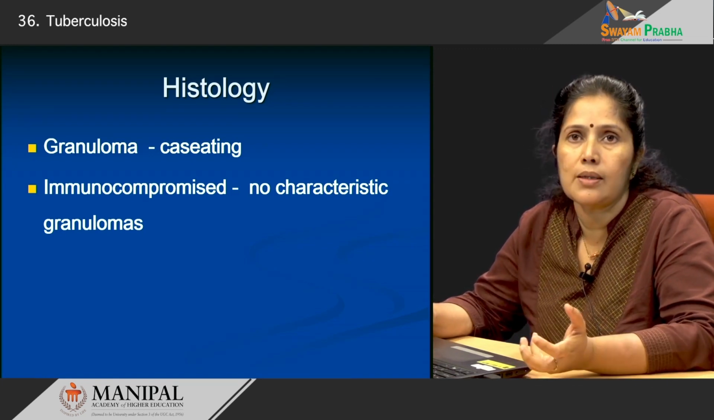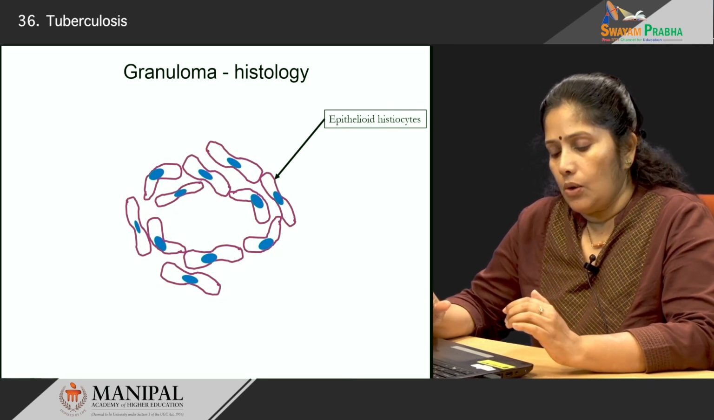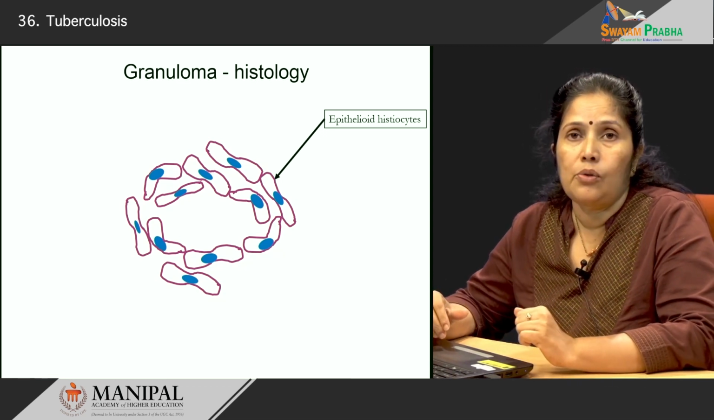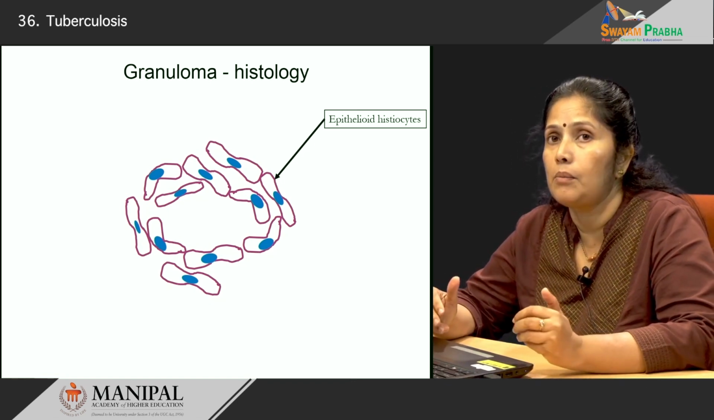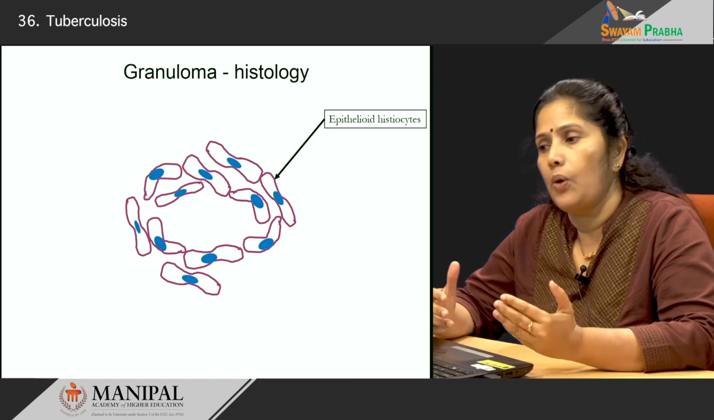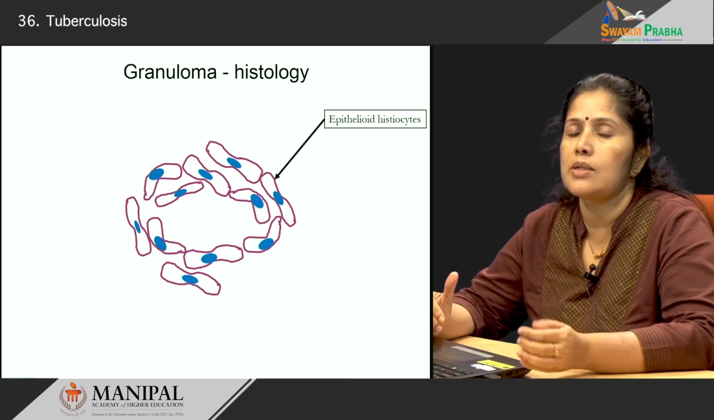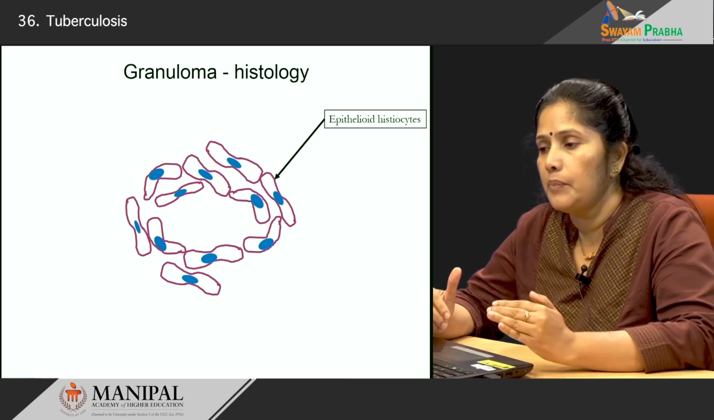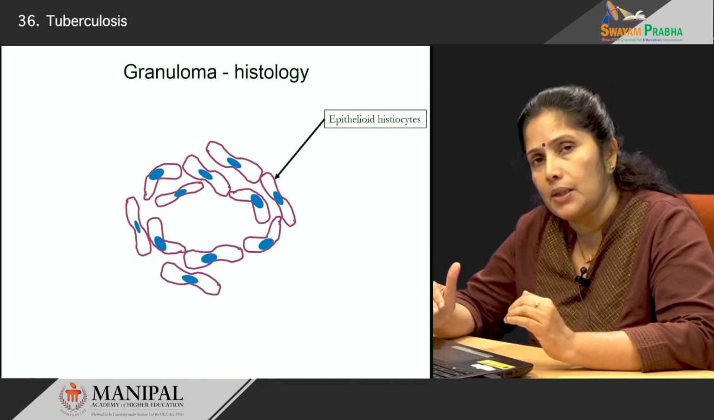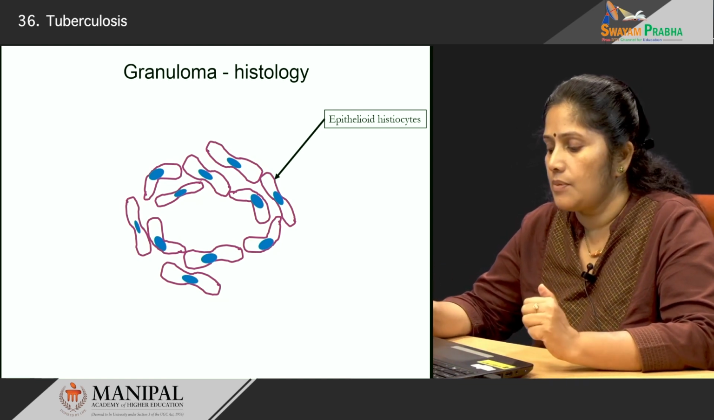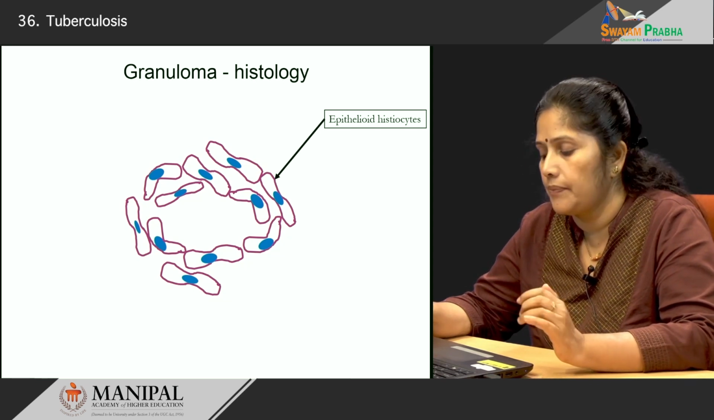So, let us look at the classic histologic picture of a granuloma. The special cells that we see in a granuloma are the epithelioid histiocytes. Now, what are these epithelioid histiocytes? These are nothing but modified macrophages. And what are macrophages? Macrophages are modified monocytes. The monocytes present in your blood come into the region where the bacilli are present, and they get converted into epithelioid histiocytes. These are the special types of histiocytes present in patients who have tuberculosis.